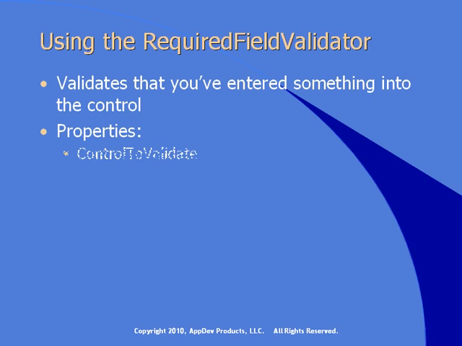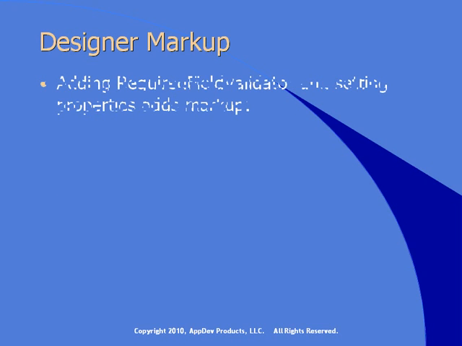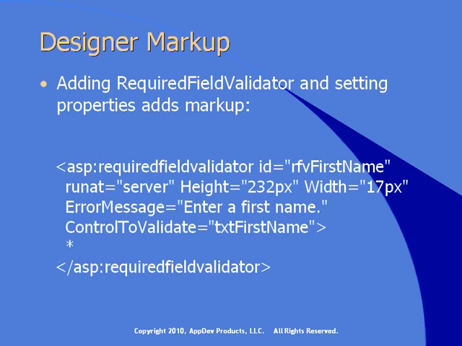It has properties like the control to validate. The error message, that's what gets displayed if there's an error. There's the fore color, which is the color you display the error message in, and there's the text. That's what displays within the body of the control itself. Adding the required field validator and setting its properties adds markup to your page. It ends up looking something like this. It adds properties and settings for the control. You get the error message, you get the control to validate, and so on. Just like any other control, adding a required field validator or any other validator just ends up adding markup for you.